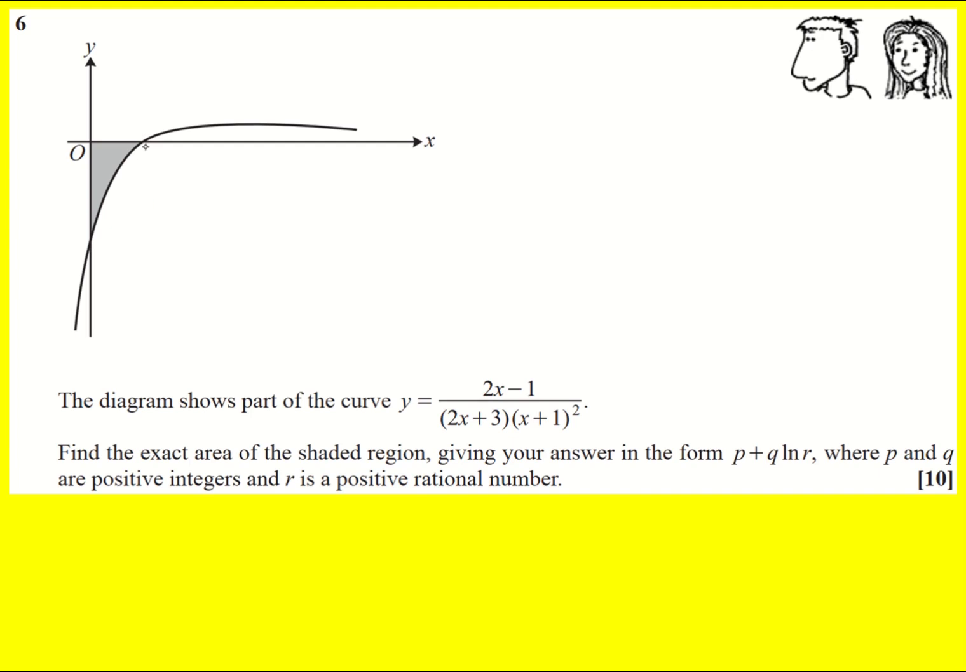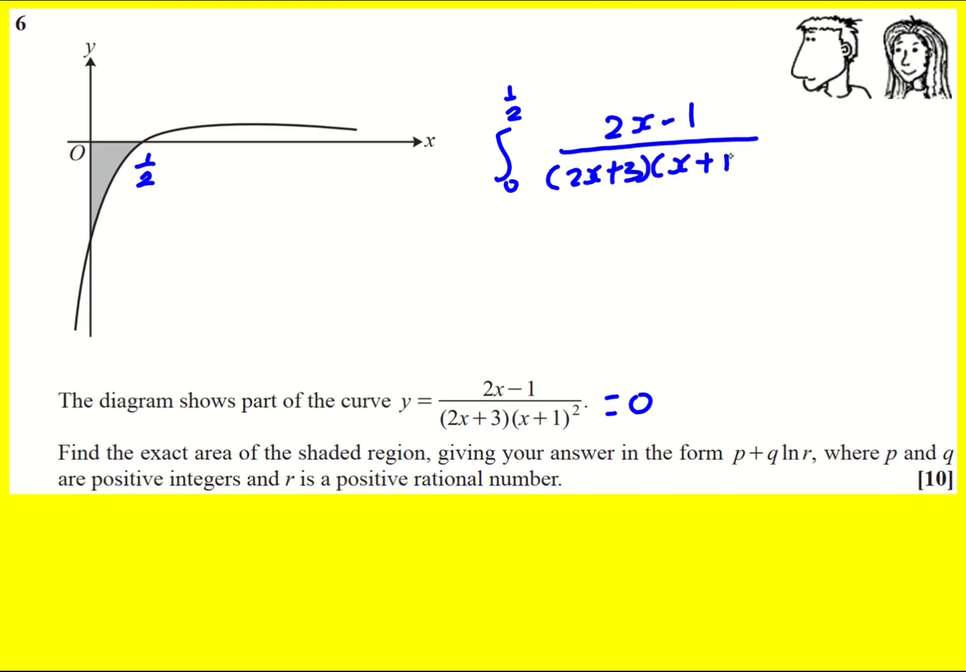Well, we're integrating from 0 up to this point of intersection, and that is going to be when y is equal to 0. Now, this doesn't involve lots of complicated things. The only way that this could be 0 is when the numerator is 0, so when x is equal to a half. If you want, you can times through by the bottom, and you get 2x minus 1 equals 0 that way. So x is a half. So we have an integral from 0 to a half. Now, this is not the area. This is going to be the negative of the area, but we'll get to that. Of (2x minus 1) over (2x plus 3)(x plus 1) all squared.